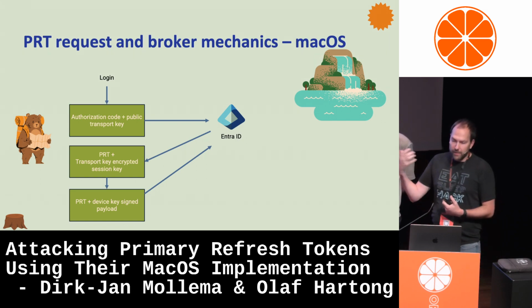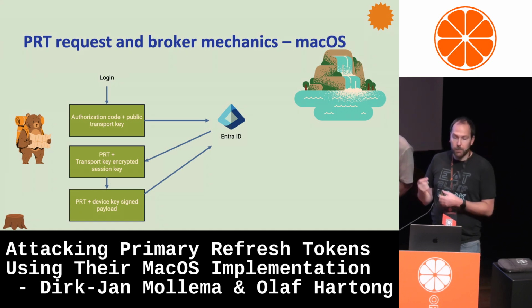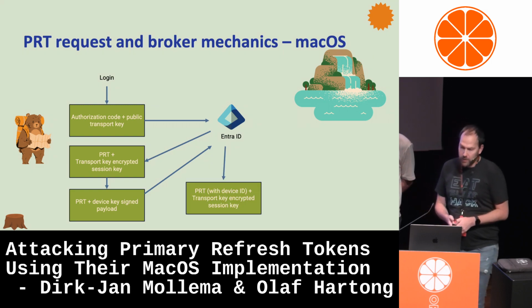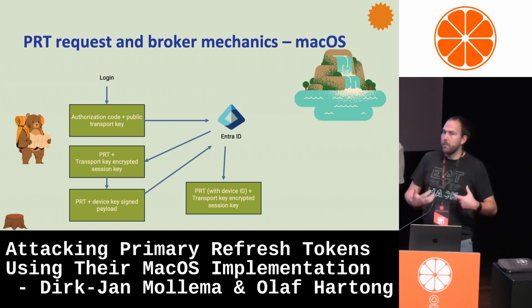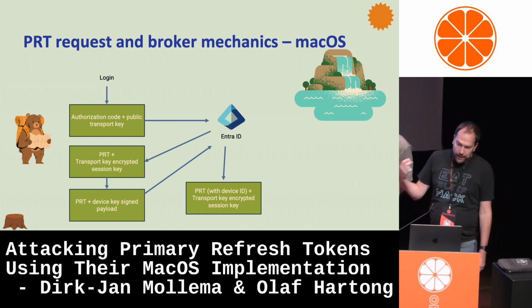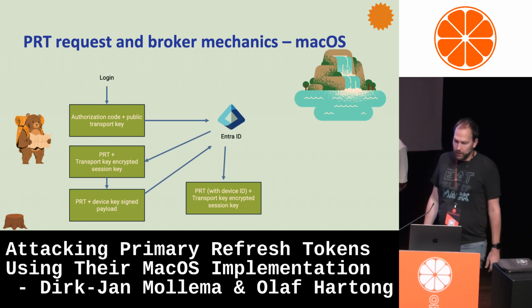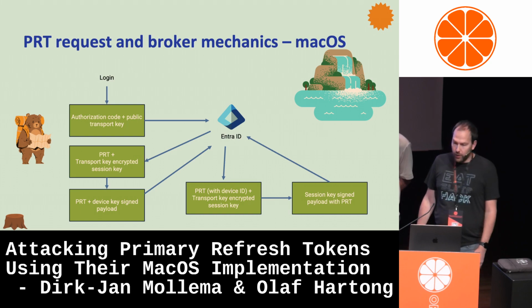After that, it's going to register the device. So now we have a device. Then it's sending the first PRT plus a payload that is signed with the private key of our device, so we prove that this was requested by a real device. We send that to Entra. Then we get back a new PRT, and this is called a device-bound PRT because it's linked to our device, plus again a session key that is encrypted with our transport key. And with that, we can again request tokens.